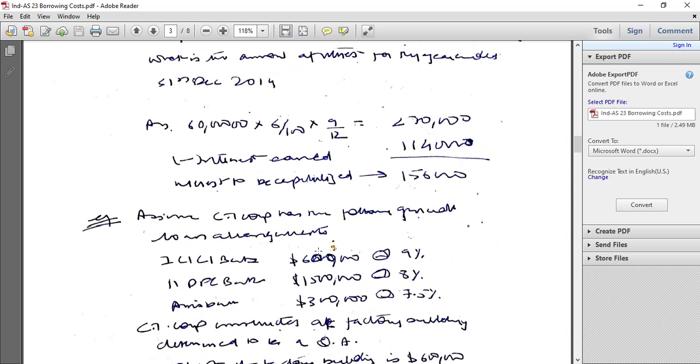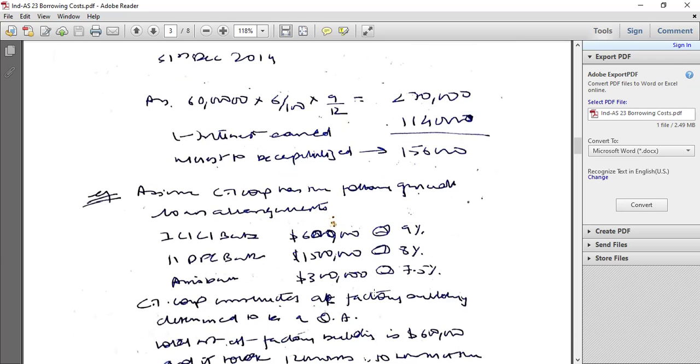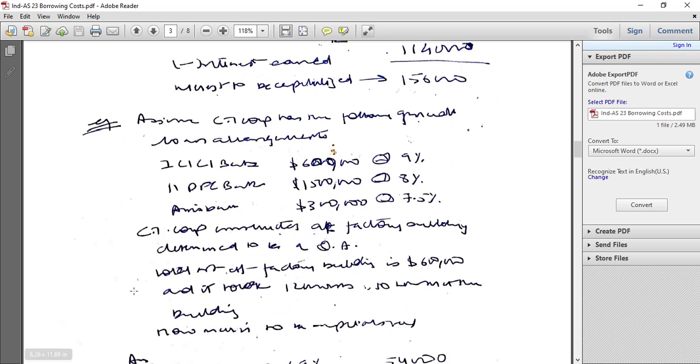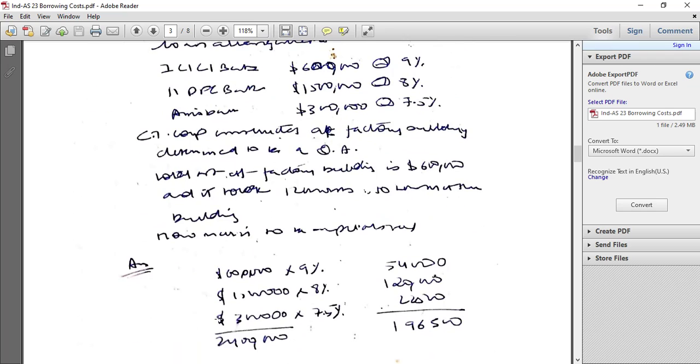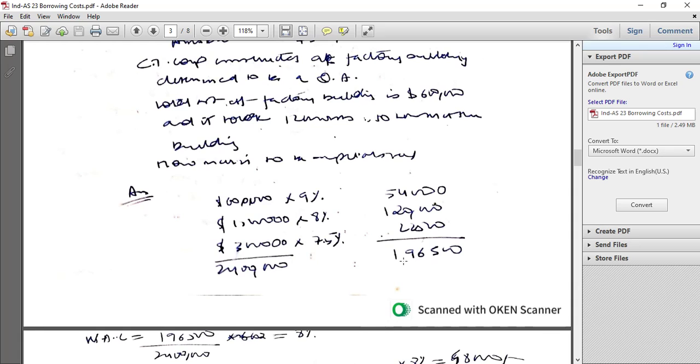Assume City Corp is following general loan arrangements: ICICI Bank 6 lakh at 9%, HDFC Bank 15 lakhs at 8%, Axis Bank 3 lakhs at 7.5%. City Corp constructs a factory building which is determined as a qualifying asset. Total cost of the factory building is 6 lakhs and it would take more than 12 months to construct. How much amount is to be capitalized? 6 lakh into 9%, 15 lakhs into 8%, 3 lakh into 7.5%. Total is 196,500.